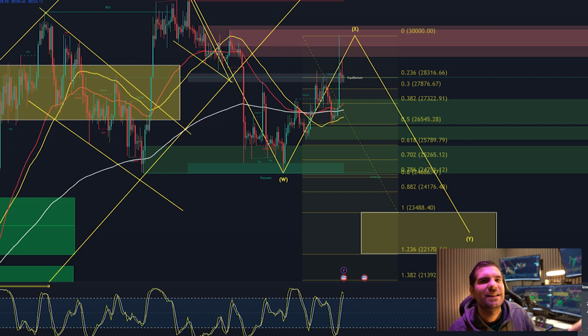So this one is basically targeting out 23,488 USDT, and that is on the Binance chart. So this is where we're kind of looking at this on that short to medium term. We are looking for a bit of a move to the downside.